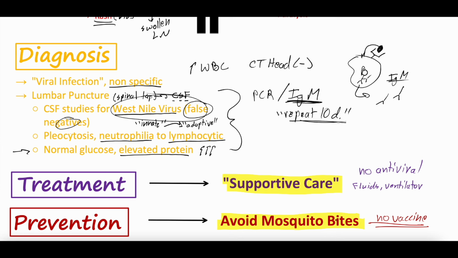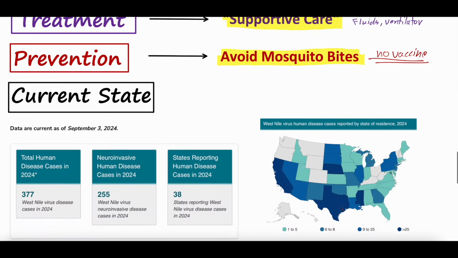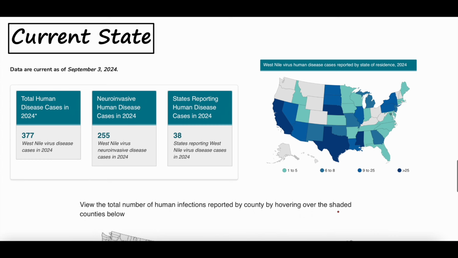There's no other good way to prevent it. All right, that then gets into the current state of things. Why are we talking about this? Well, if you just Google West Nile virus, there'll be a ton of news articles that'll pop up because it has been spreading. This is in the US, as of September 3rd. We're recording this on September the 5th.